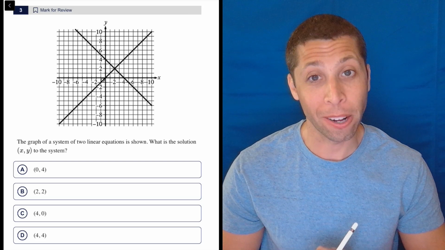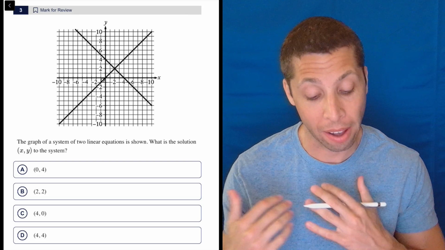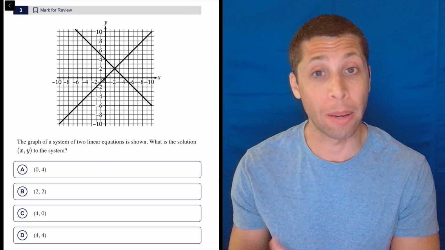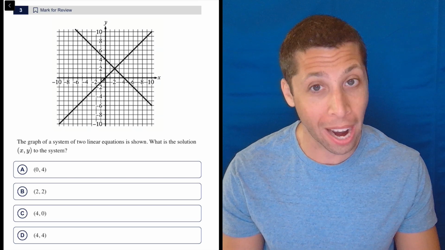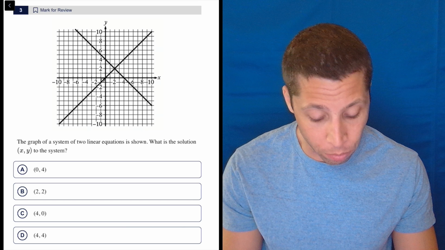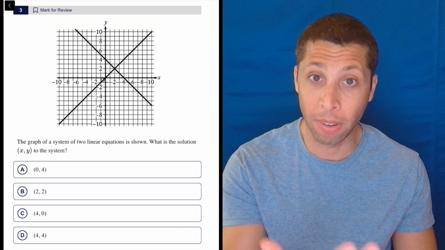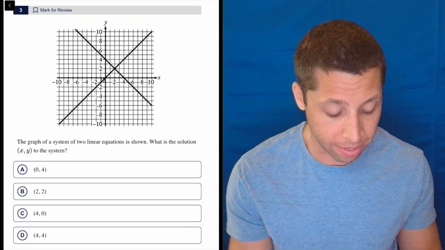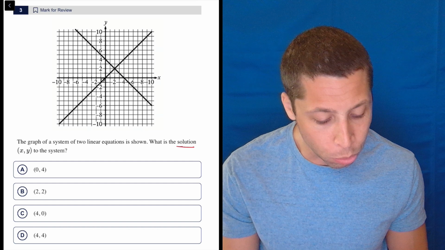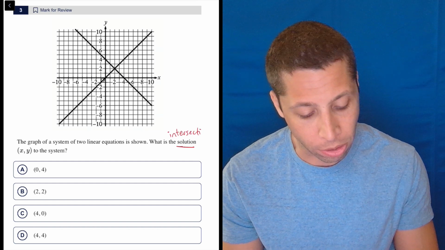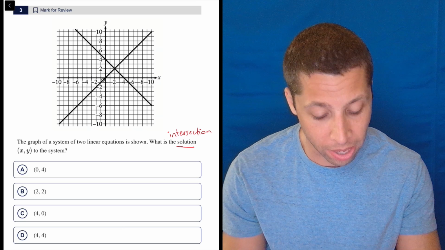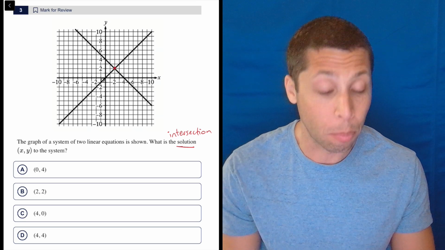A lot of the easy module is going to look like this. You just have graphs and you are literally picking points off of those graphs. So I don't really know where someone could go wrong here. I have a theory, but hopefully you recognize that when we have a system of anything, it could be lines like it is in this case or anything, when they talk about solutions, that is code for intersection. Okay, so we are looking for where these two lines intersect. It's right there. The point is 2, 2.